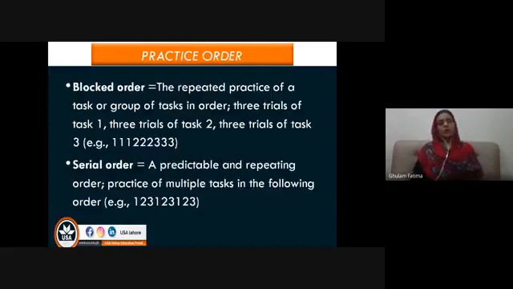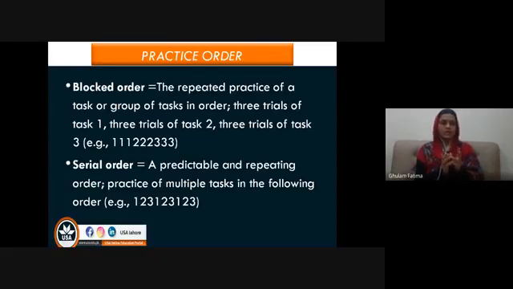Now there are also certain types of practice based on the order of practice. One is called blocked order. In it, you will perform three trials of one task, then three trials of another task, or you can say five trials of one task, five trials of another. Like five trials of sit to stand, after that five trials of knee straightening, after that five trials of bridging. So this is called blocked order.